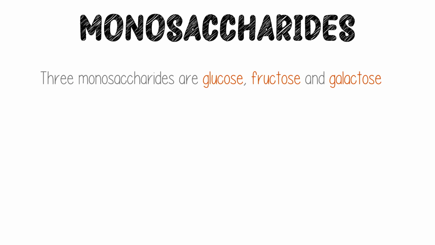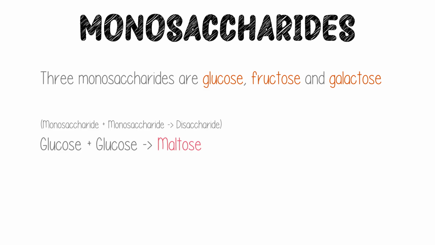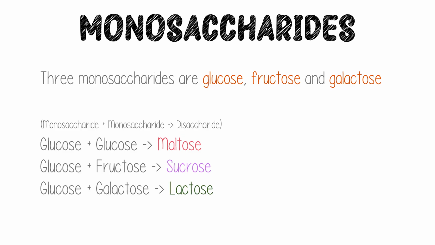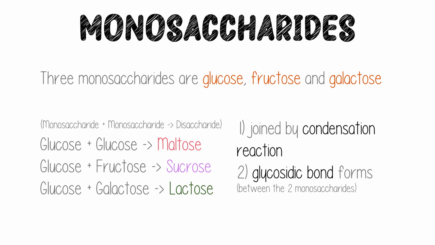The 3 monosaccharides you need to know about for A-levels are glucose, fructose, and galactose. You already know that when 2 monosaccharides join together, a disaccharide is formed. You also know from the last slide that glucose and glucose will form maltose. Well, glucose and fructose will form sucrose, and glucose and galactose will form lactose. And the same principles follow. They join together by a condensation reaction, and a glycosidic bond forms between the 2 monosaccharides.